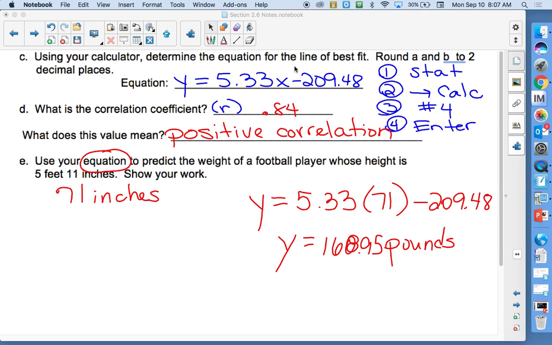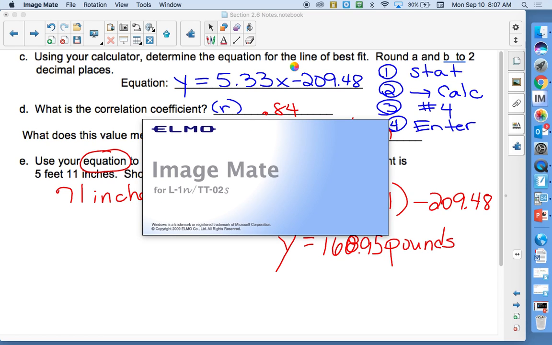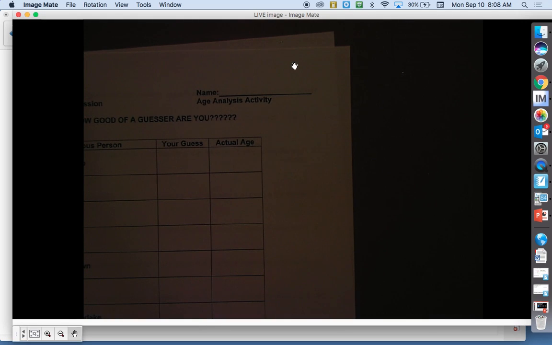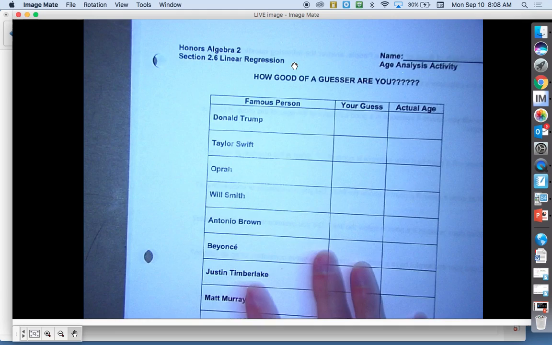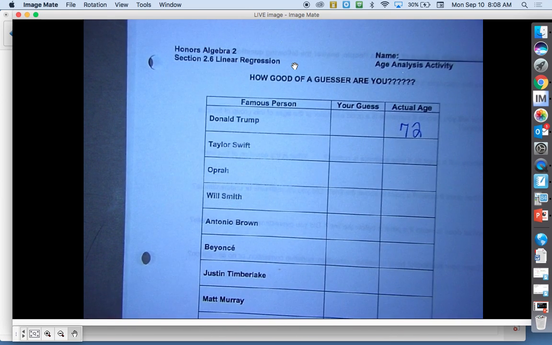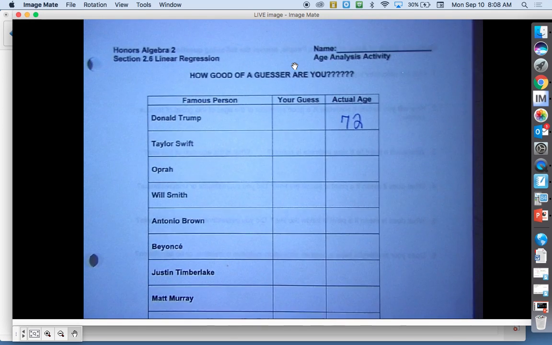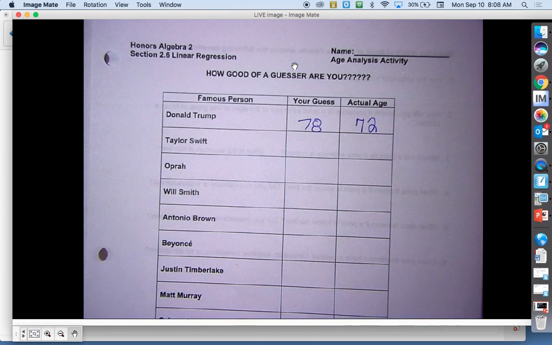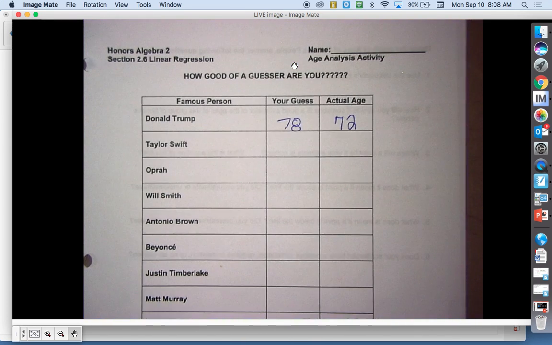So the first person on here is Donald Trump. Does anybody know how old Donald Trump is? Connor? So Connor said he's 72. And he is exactly 72. So you should have a guess, and then over here is the actual age. So whatever you guessed, and maybe you were like, well, he looks pretty old, so you guessed 78, but his actual age is 72.